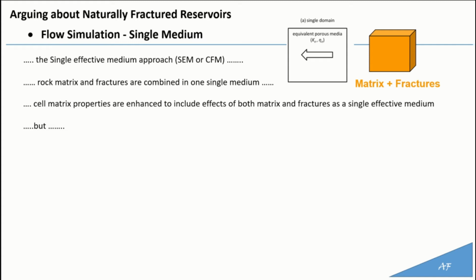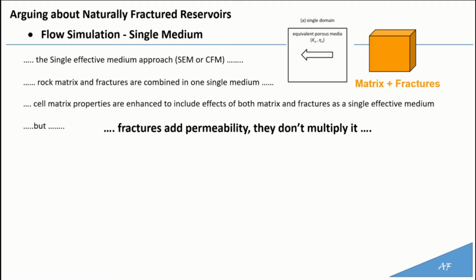The model is the same numerical simulation model used for matrix-only flow simulation, but cell matrix properties are enhanced to include the effect of both matrix and fractures as a single effective medium. So the single effective medium properties include both the permeability relevant to the rock matrix and fractures, as well as the porosity relevant to rock matrix and fractures. The fluid flows from cell to cell as a function of the effective single medium permeability and cell surface areas.